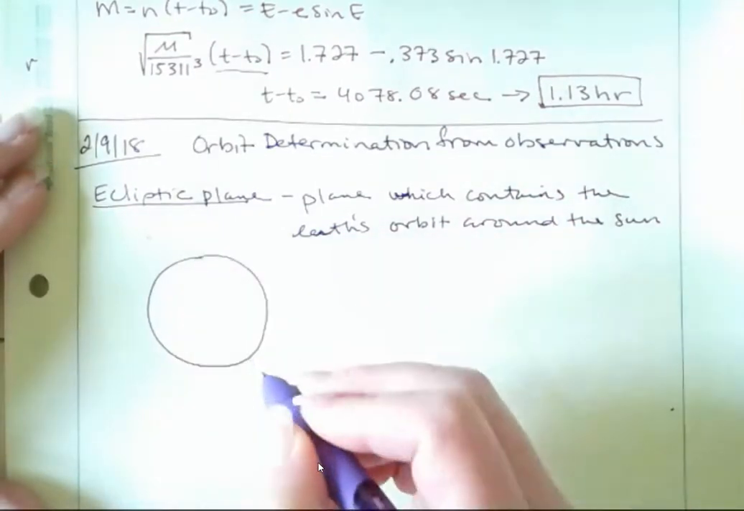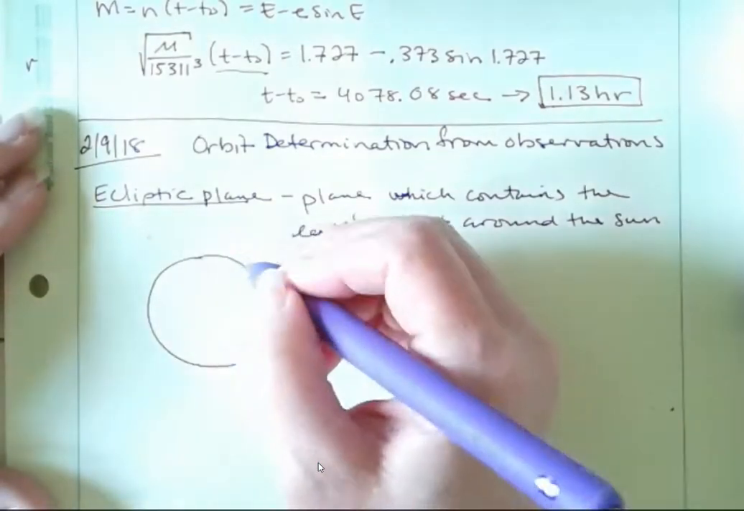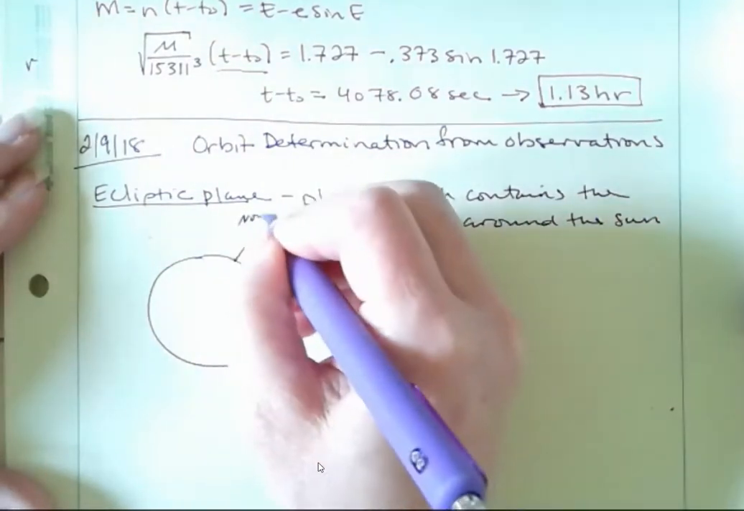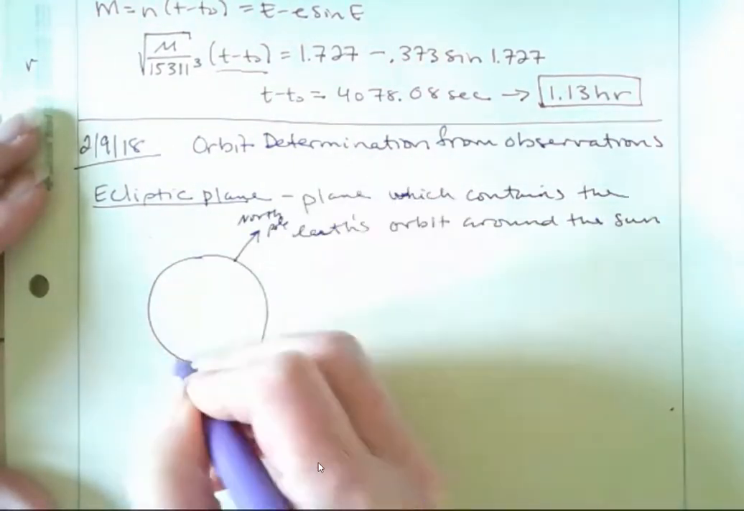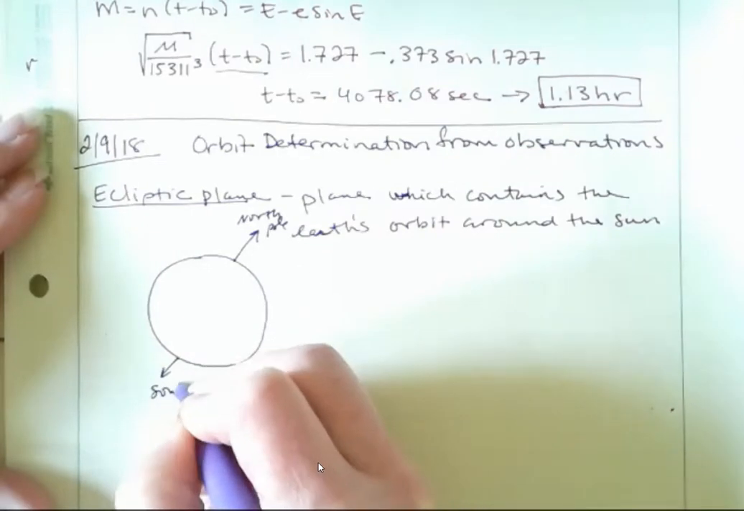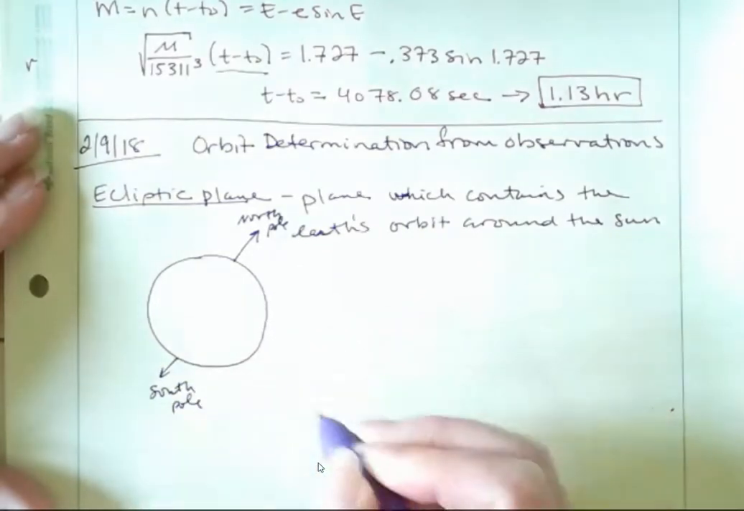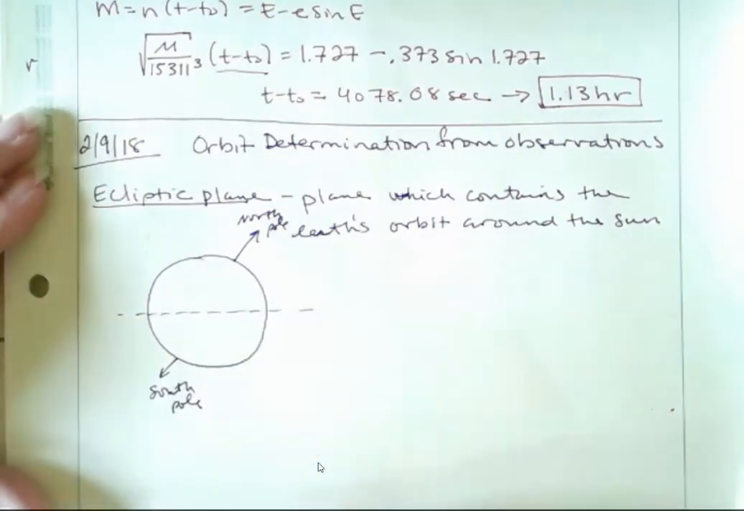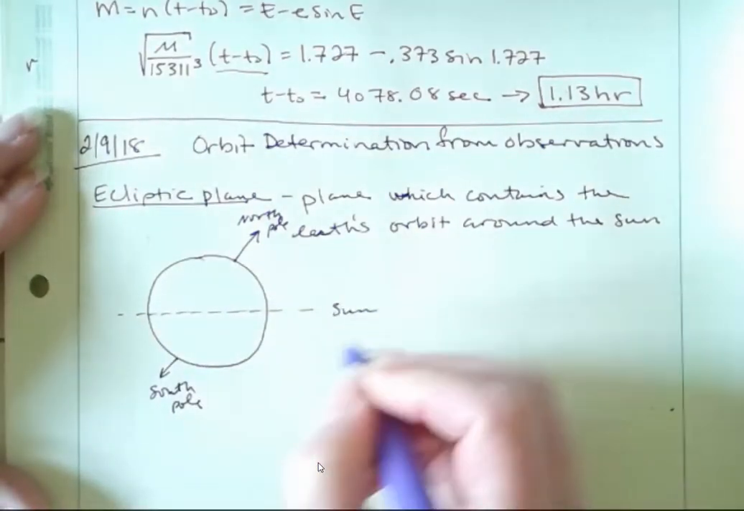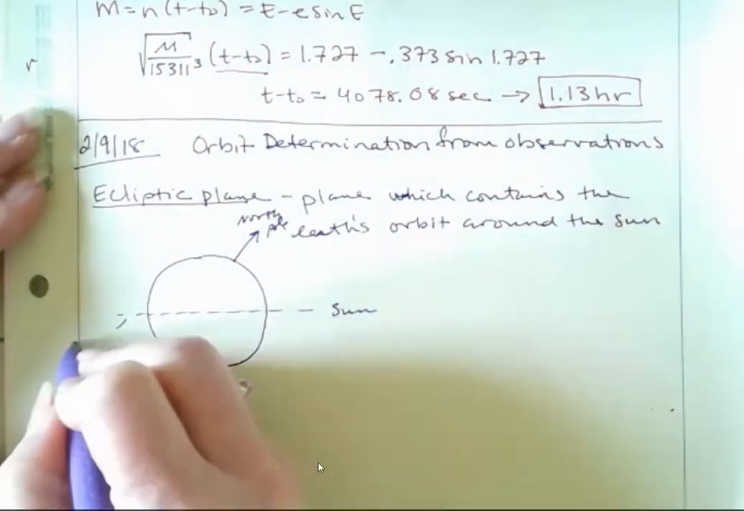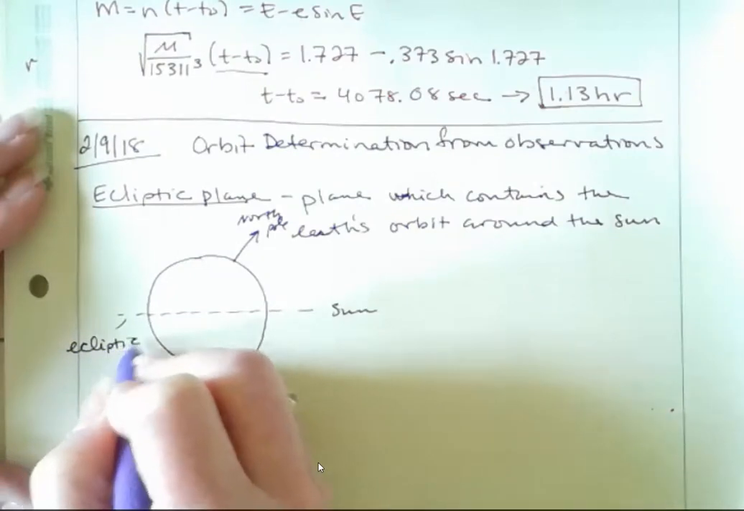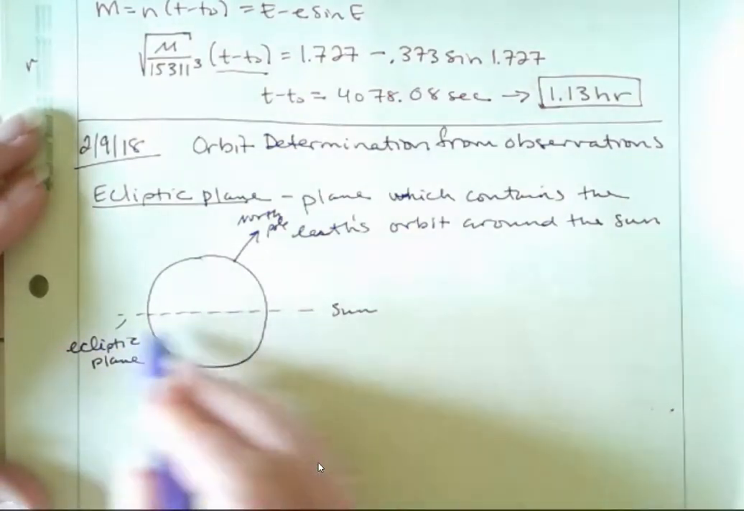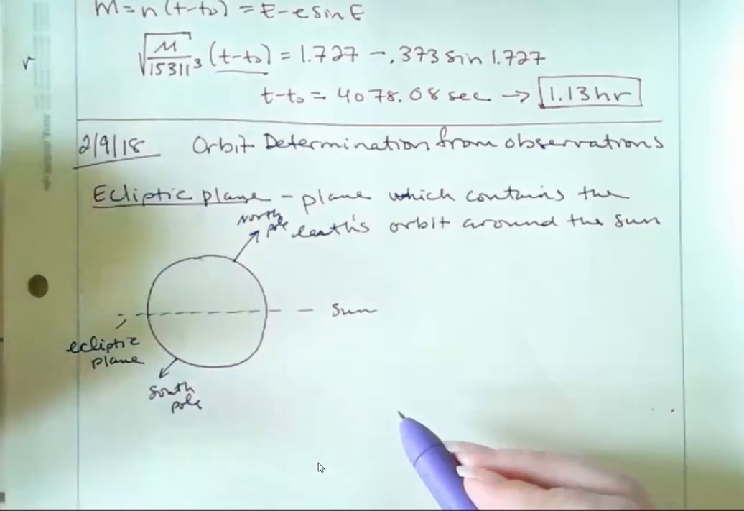So now let's draw this picture right here. So this is going to be a picture of the Earth. It's supposed to be kind of circular. So let's say this is the North Pole. This right here will be the South Pole. And if we've got this dashed line right here, let's say the sun's over here, this dashed line is going to represent the ecliptic plane. Okay. So this would be the plane that the Earth orbits on.